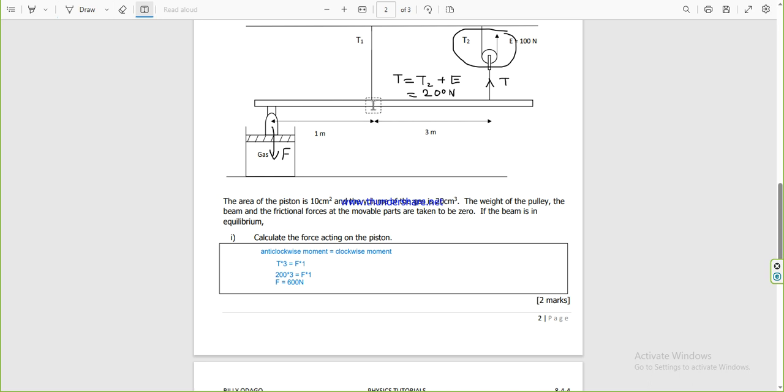We take the fulcrum to be where the tension by the string here balances the beam here. And doing that, we find that F is equal to 600 newtons.